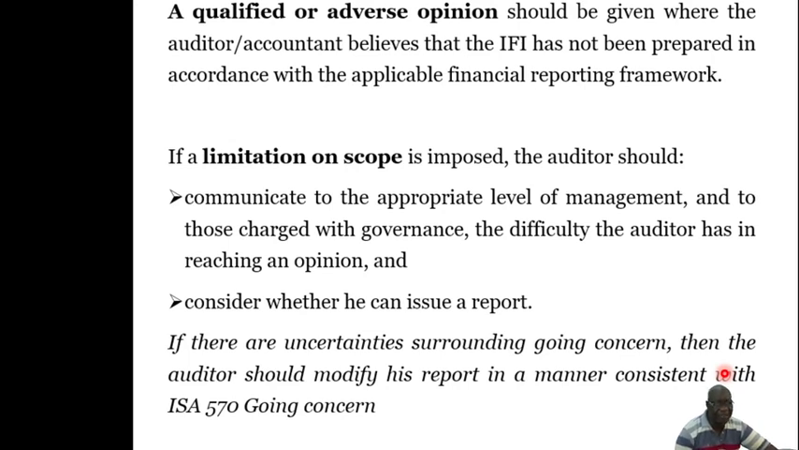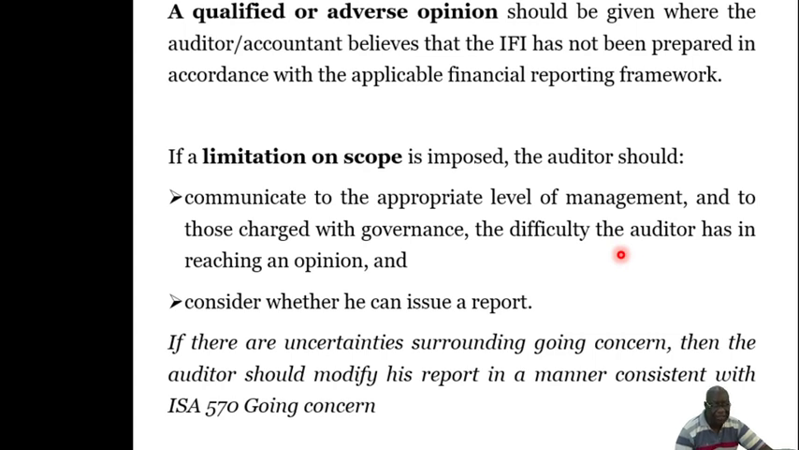Then, if a limitation on scope is imposed, the auditor should communicate to the appropriate level of what? Management, and to those charged with governance, the difficulty the auditor has in reaching an opinion. That limitation on scope should be explained to them. Then they consider whether he can issue a report.